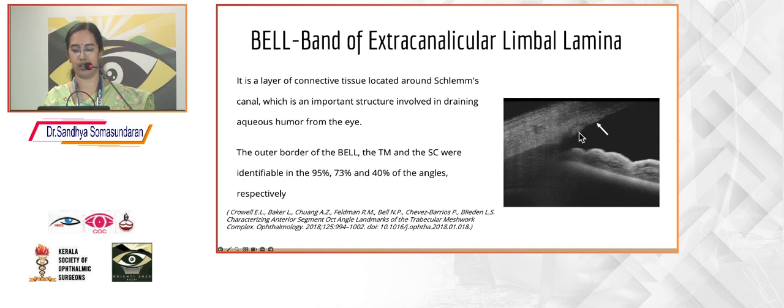And this one is the trabecular meshwork. The yellow arrow is the trabecular meshwork and the red arrow is the Schlemm's canal. In one study it was shown that the outer border of BEL was identifiable in 95% of cases. So this can be used as a landmark for identifying the trabecular meshwork. So that is BEL, or band of extracanalicular limbal lamina.